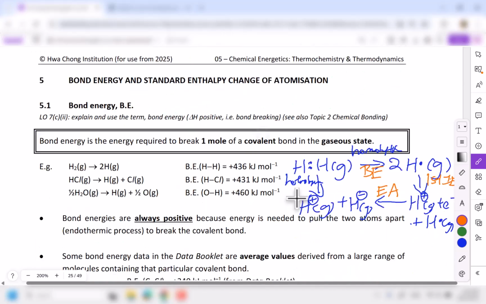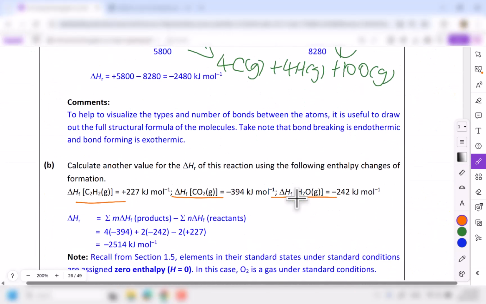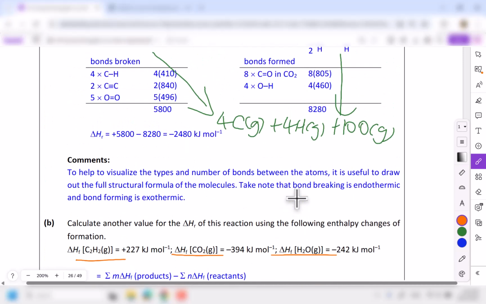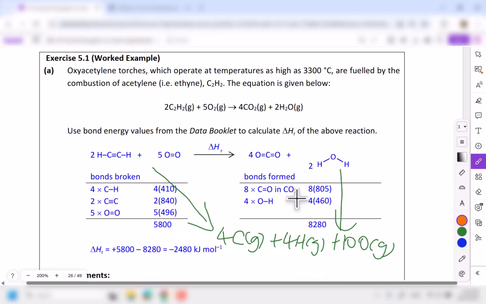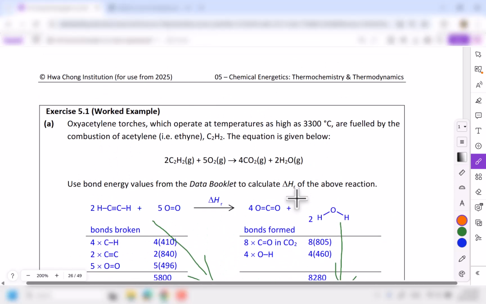Summation of formation of product minus reactant. But if you recall, I usually don't like the students to use this, so I would rather that they define the terms as it is. So in that case, what I'll do is I'm going to write this out: C2H2 gas plus 5O2 gas. So this is 2 here, then arrow 4CO2 gas plus 2H2O gas. So the formation of this will be 4C solids plus 2H2 gas plus 5O2 gas.